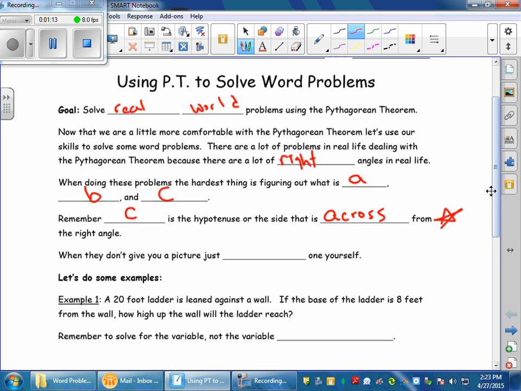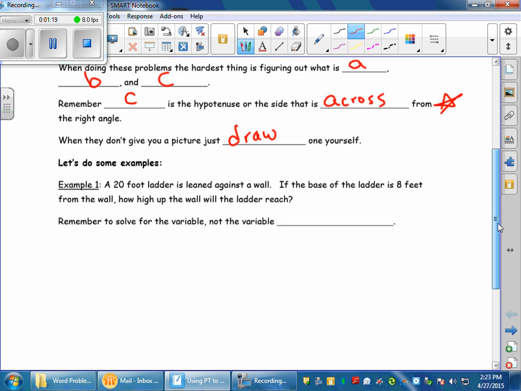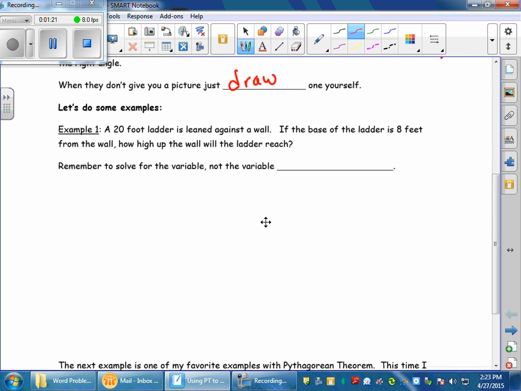Now a big thing for today is when they don't give you a picture, just draw one yourself. So let's do one together right here. Example 1 says a 20-foot ladder is being leaned up against a wall. If the base of the ladder is 8 feet from the wall, how high up the wall will the ladder reach? So you guys please draw this picture along with me and we can do this one together.